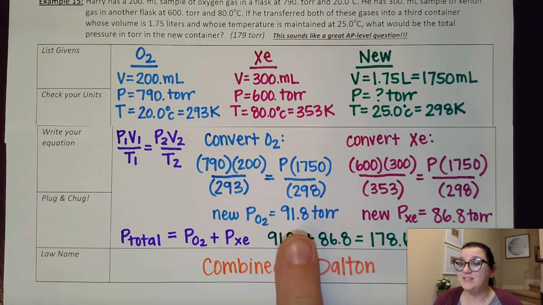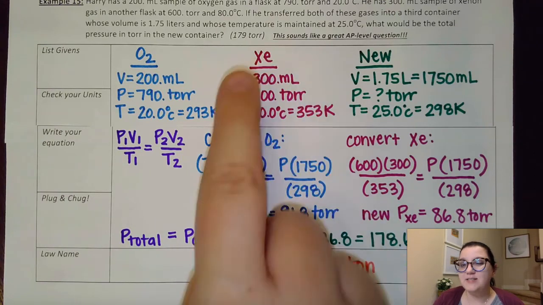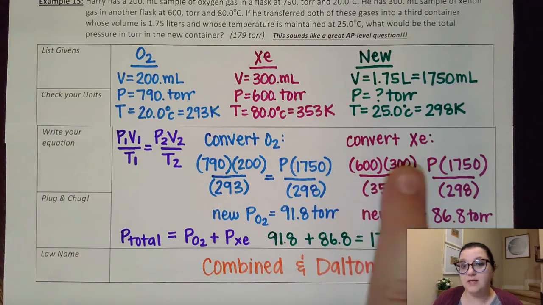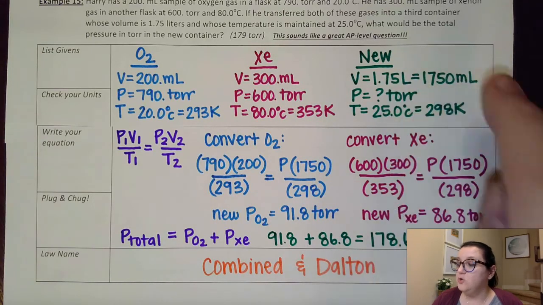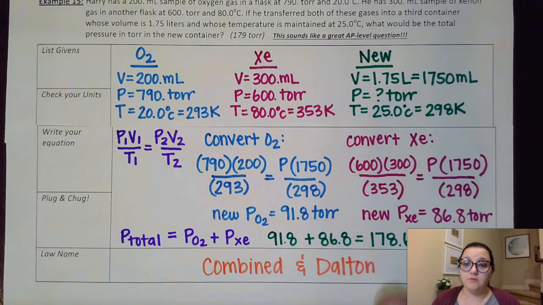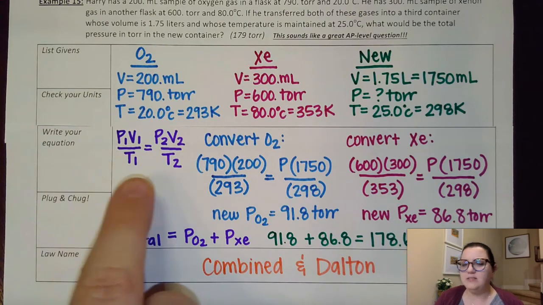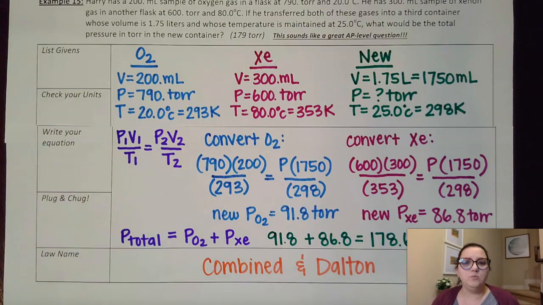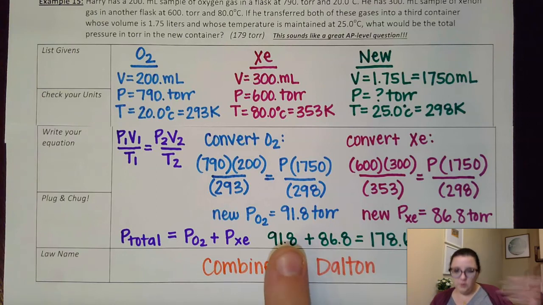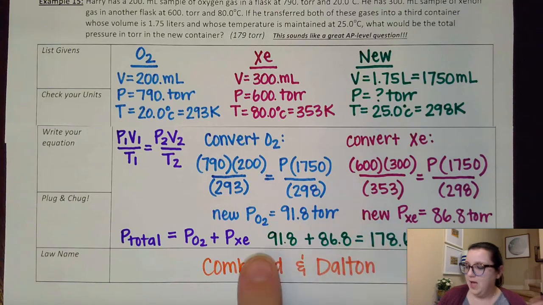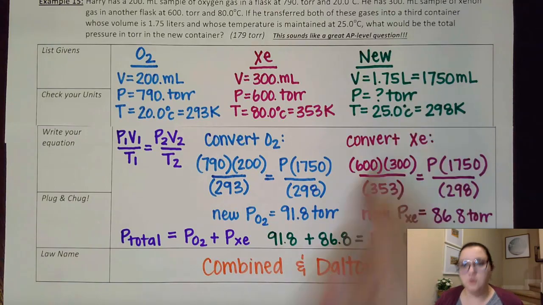I then did the same thing for xenon. Here was xenon's initial information that I plugged in here. I then plugged in the new information here and again solved for P. This would be my new pressure of the xenon, 86.8 torr. By the way, you'll notice that I didn't write n, the number of moles. We assumed that those remained constant throughout, so I didn't have to include n in my combined formula here. All right, so now I have this new pressure of oxygen in the new container and this new pressure of xenon in this new container.